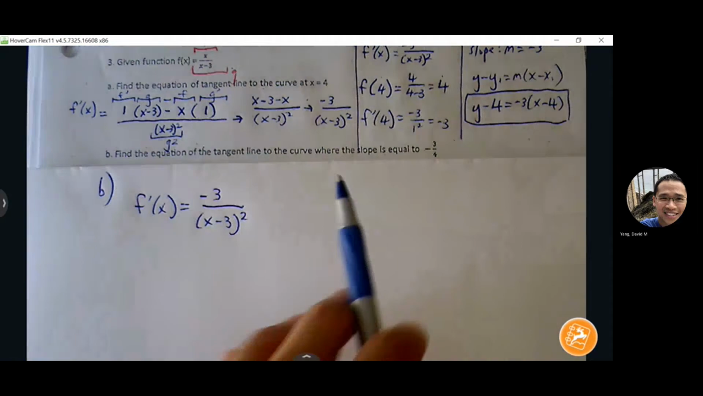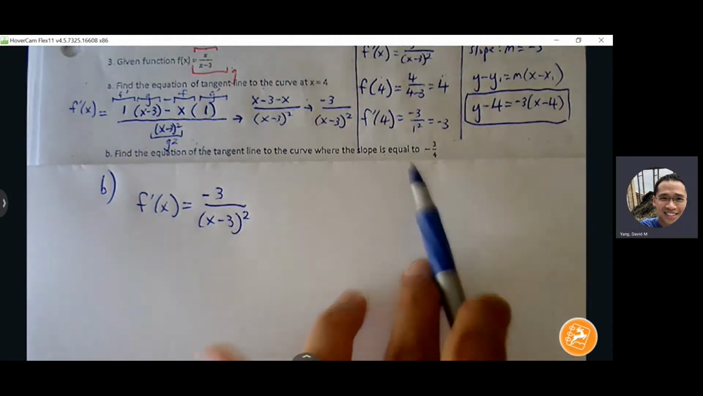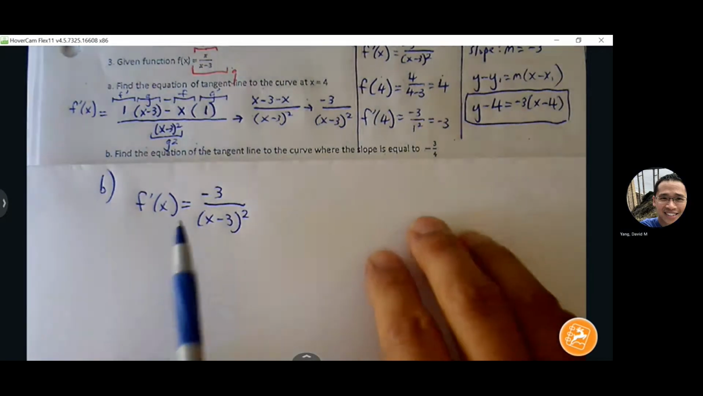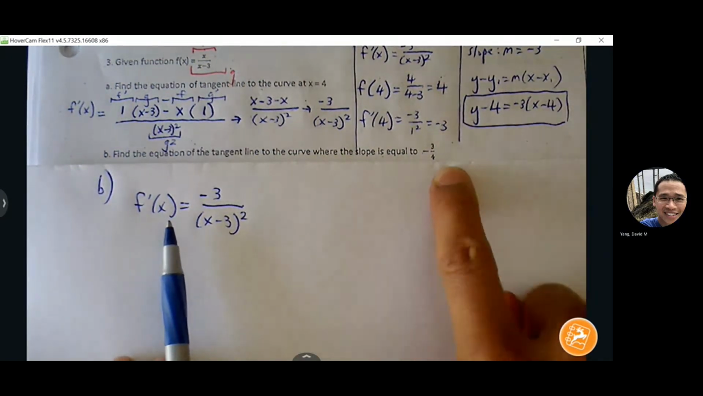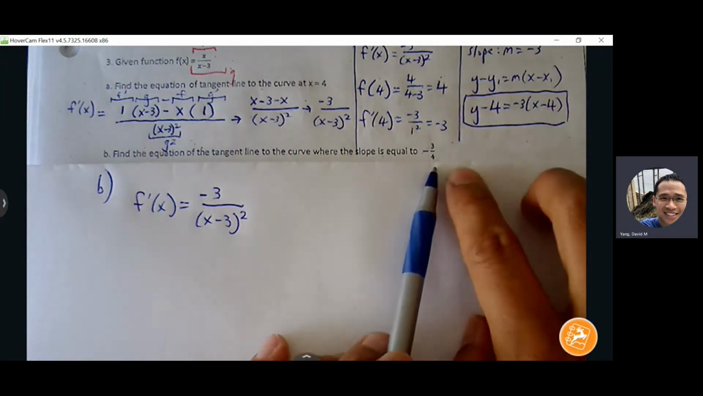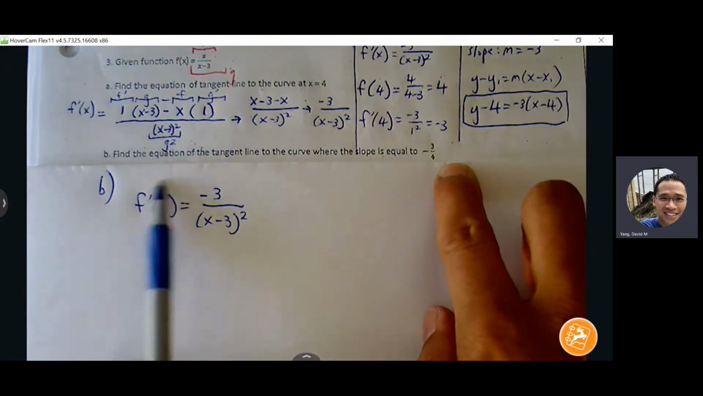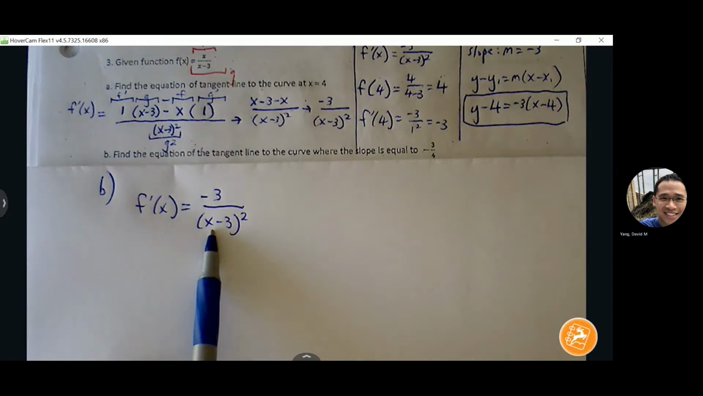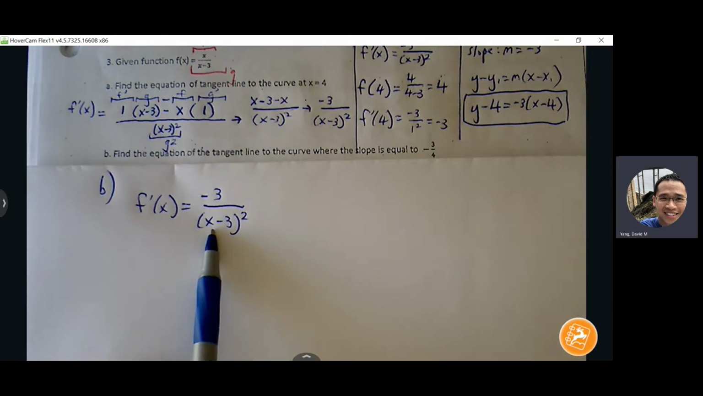On a separate sheet here. So, how can I use that -3/4 to help me move forward with finding my point? Good, because this is my slope, right? And slope is another word for derivative. So if I take that -3/4 and give it that slope value, I can turn around and figure out the x.